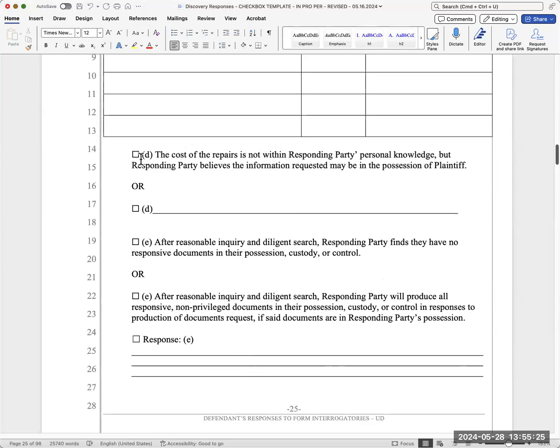If you have knowledge about the cost, you put it here, otherwise here and explain. This is about whether you have documents to support anything you wrote up here. If you don't, you check here. If you do, you put them in your binder and check here. Otherwise, you can put a response here.